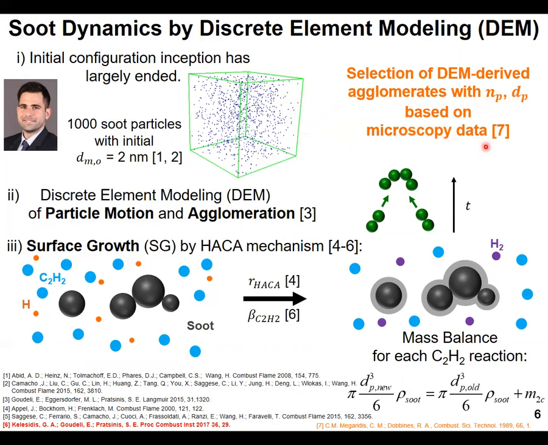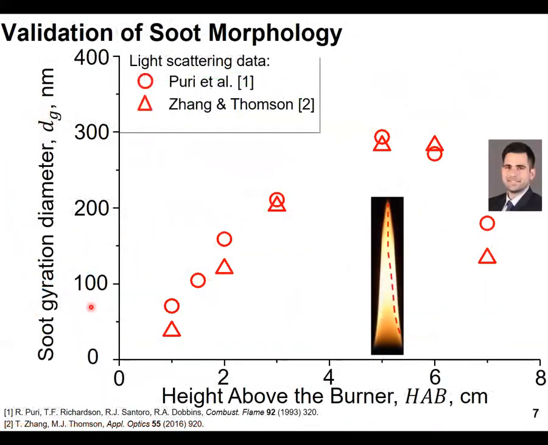So, we validated the simulated soot morphology with the gyration diameter that's shown here in the y-axis, measured as a function of the height above the burner, shown in the x-axis here, and the maximum volume fraction path of the Santoro flame using light scattering data provided originally by Puri et al. And more recently by Zhang and Thompson.